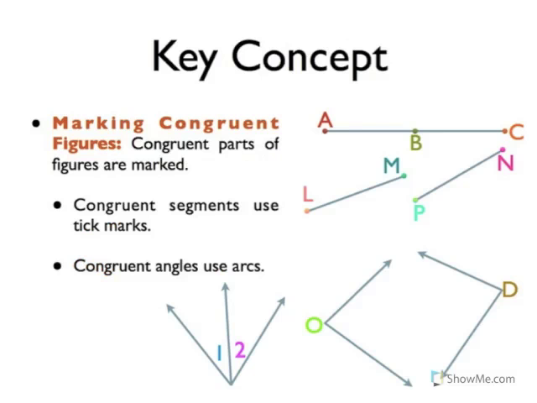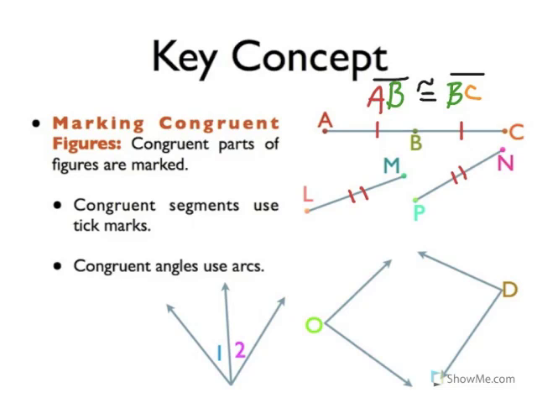Now we like to be able to say in figures that things are congruent without using a lot of words. So what we will do with segments is we'll put tick marks on congruent segments. So you now know that segment AB is congruent to segment BC. If you have more than one pair of congruent segments in a figure, you just put in more tick marks. So you now know that segment LM is congruent to segment PN.